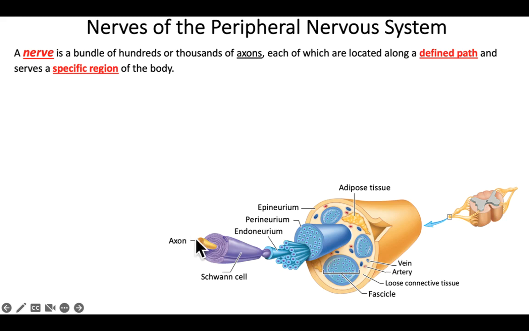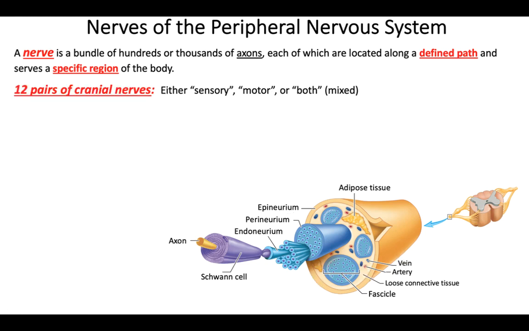You'll notice that this axon must be myelinated because it has a Schwann cell surrounding this area producing that myelin. This diagram does not tell us what kind of neurons these are. They could be sensory neurons, they could be motor neurons. This doesn't really tell us.